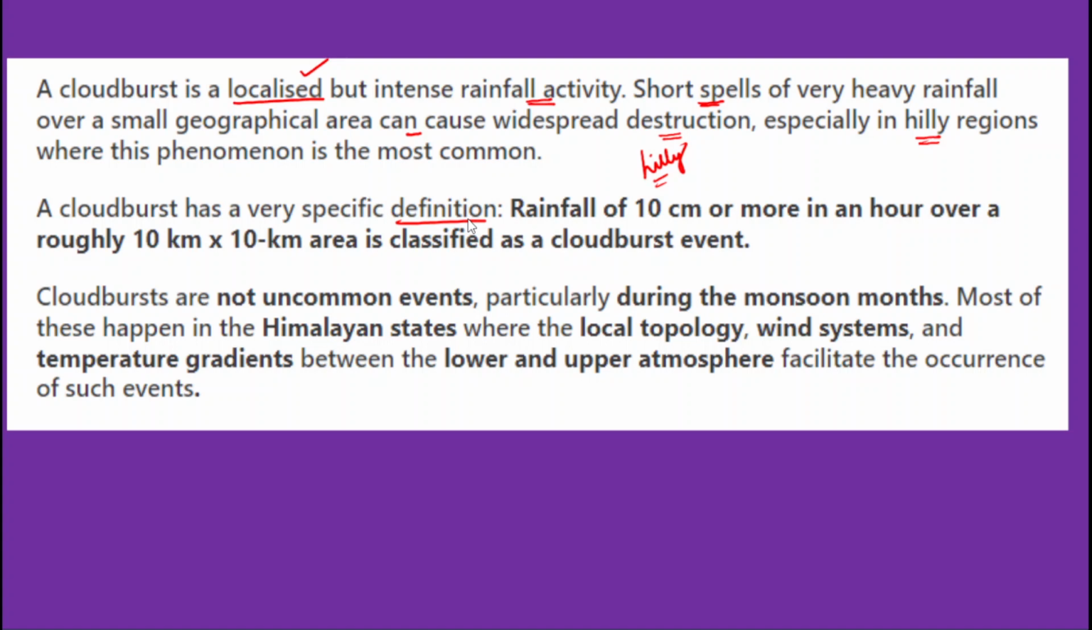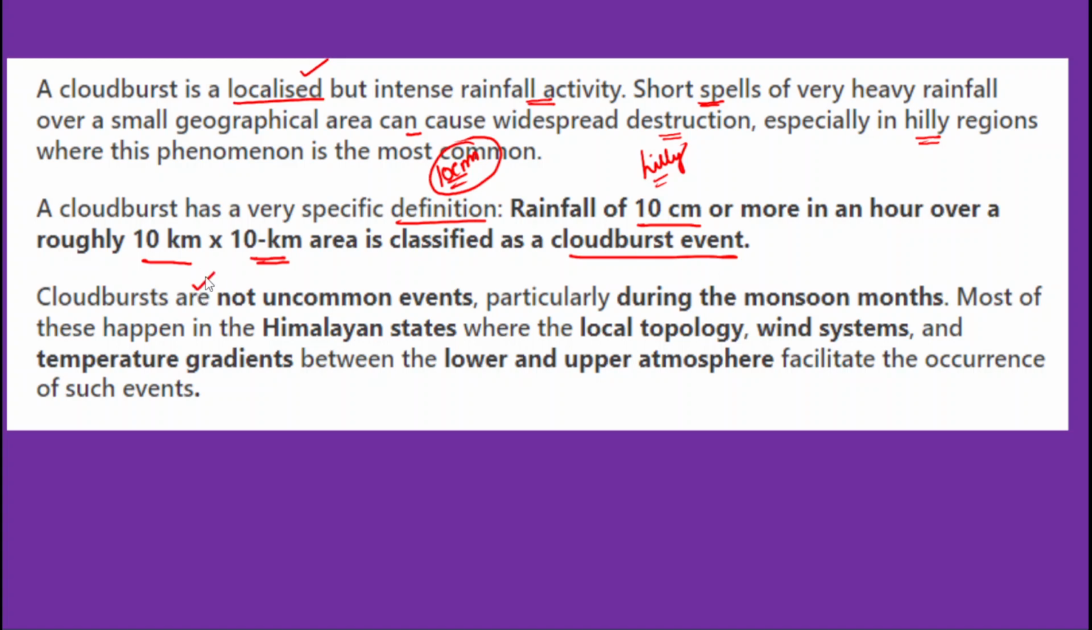Generally, the definition involves a rainfall of 10 centimeters or more in an hour, over roughly a 10 kilometer by 10 kilometer area. So more than 10 centimeters of rainfall in an hour over a 10 kilometer by 10 kilometer area is classified as a cloudburst event. This is the definition of a cloudburst.